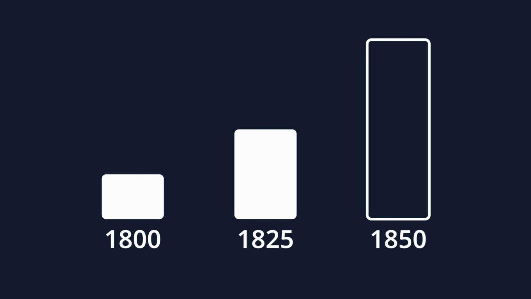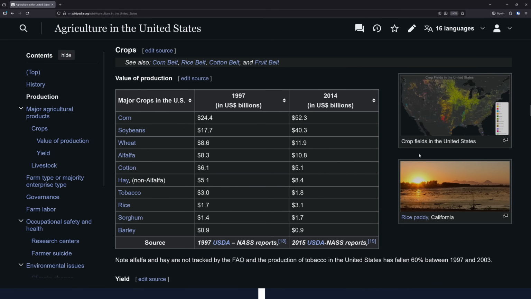So he thinks the amount of food produced in the US could maybe be doubled what it is in 1800, but certainly not quadrupled. No amount of better farming or land management could get over that. And I don't know if you've been paying attention, but let me just pull up this Wikipedia page about agriculture in the US. From 1997 to 2014, we doubled the amount of food we produced.